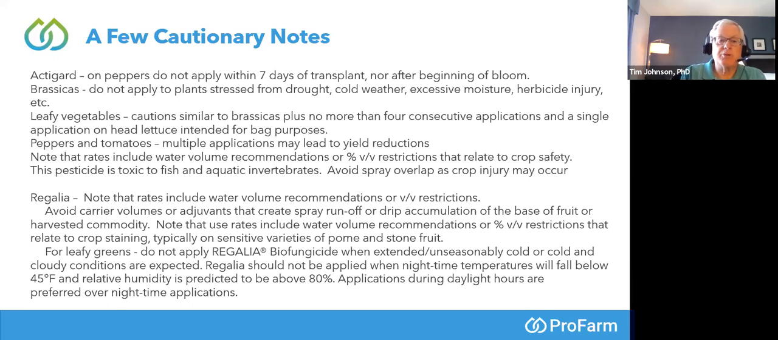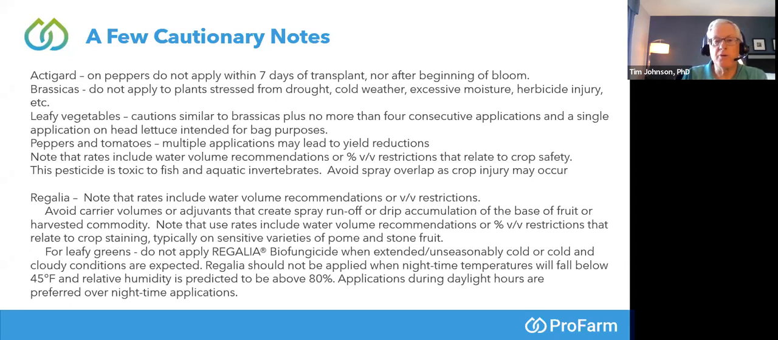Regalia shares some of the issues in terms of stress when it comes to brassicas and leafy greens. The label talks about not applying the product when extended, unseasonably cold or cold and cloudy conditions are expected, when the plant is under stress. Daytime applications are preferred over nighttime applications during those situations.